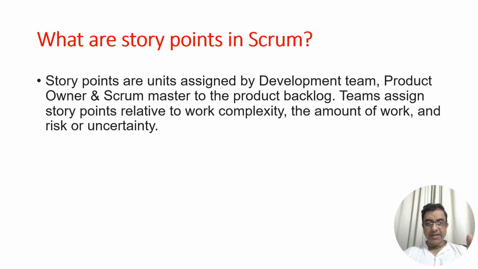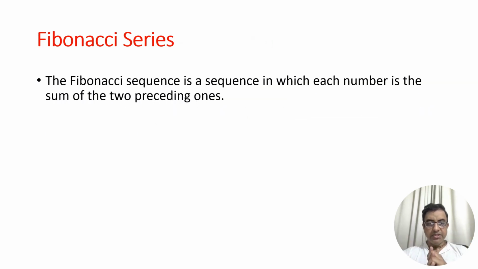How are these story points assigned? There is a series which is used, called the Fibonacci series. It is a sequence in which each number is the sum of the two preceding numbers. For example, the first two numbers are 0 and 1. The next number is the sum of the last two, which is 1 again. The next is 1 and 1, which becomes 2. The next is 2 and 1, which becomes 3. Next is 5. Next is 8. And 8 plus 5 becomes 13. 13 plus 8 becomes 21. So this is how the series continues.